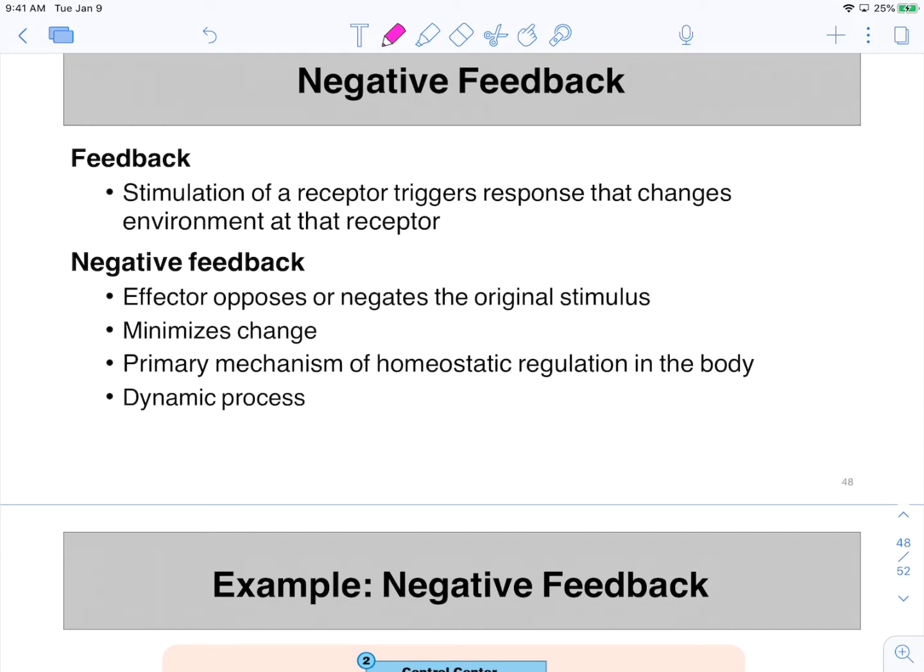Negative feedback helps to maintain homeostasis. Our systems are always receiving feedback at any given time. We're getting this information that is coming back to the control center to tell the control center what is happening around it, or in the environment of our body. It's not necessarily right there around the control center.